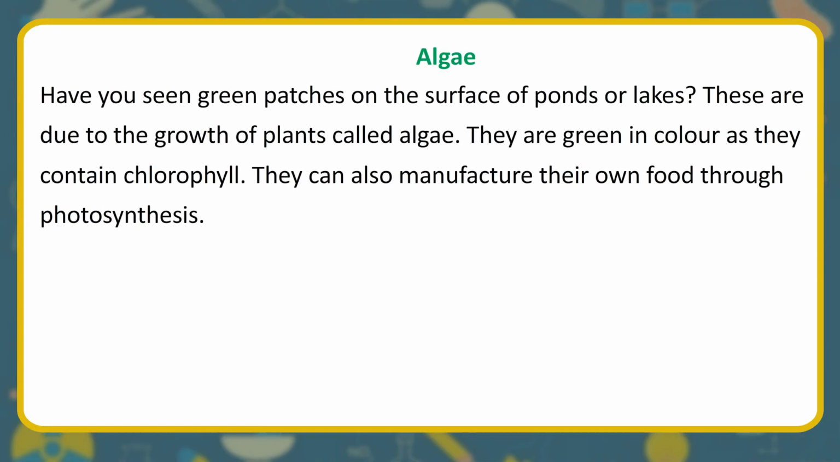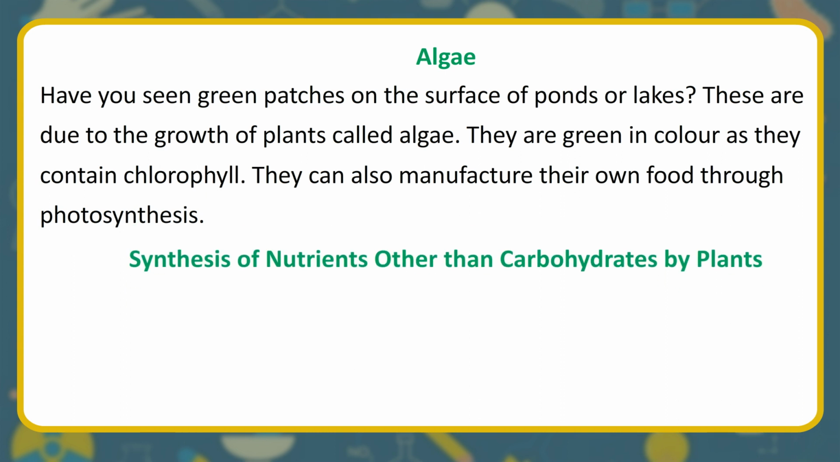Algae. Have you seen green patches on the surface of ponds or lakes? These are due to the growth of plants called algae. They are green in color as they contain chlorophyll. They can also manufacture their own food through photosynthesis.